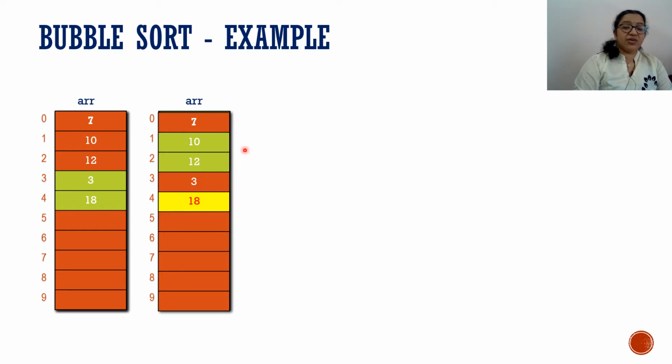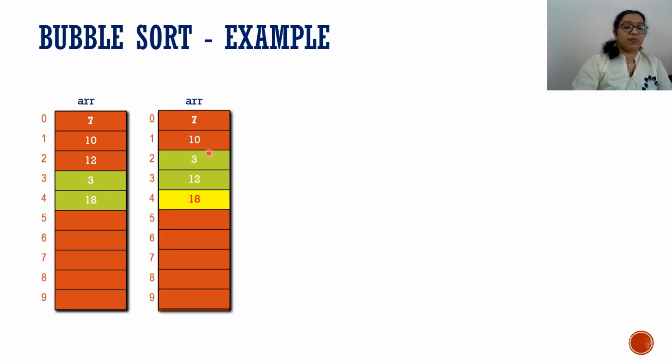Then 12 and 3 we are comparing. 12 is the highest one, 3 is the smallest one. It is not in proper order, so we want to swap it. 12 we want to move to the third position and 3 we want to move to the second position. So swapping. Now swap over. Now we got the second highest element. See, 12 is the second highest element in this unsorted list.